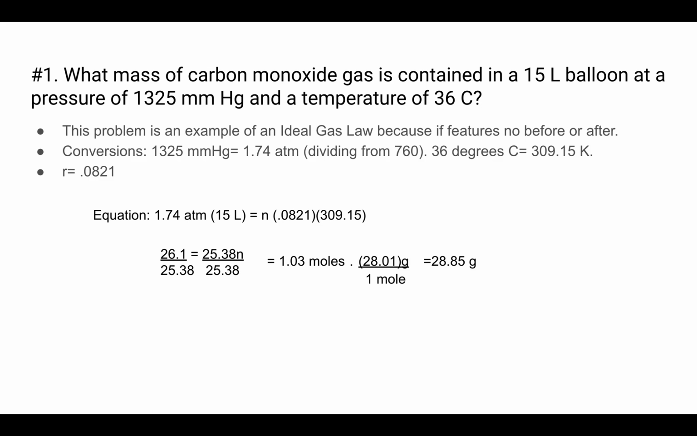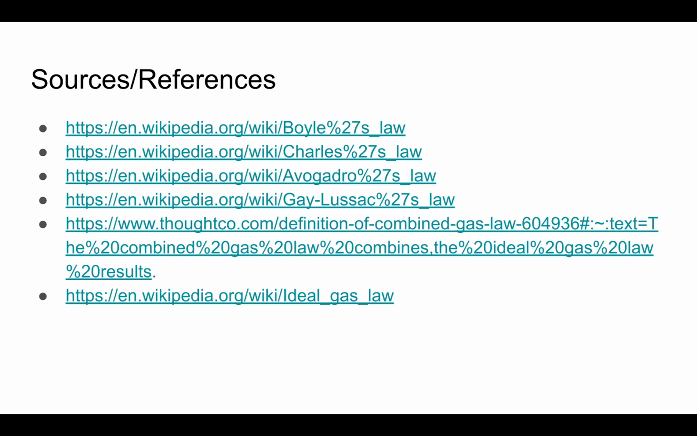And if you're going into grams, you multiply by carbon monoxide's molar mass of 28.01 grams per mole to get grams. It's equal to 28.85 grams. And that would be the answer, 28.85 grams, or if you want moles, 1.03.